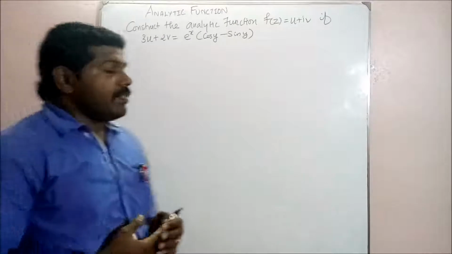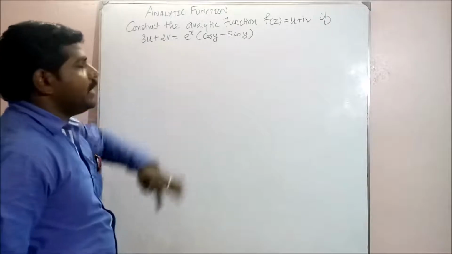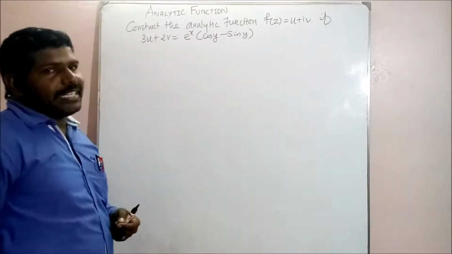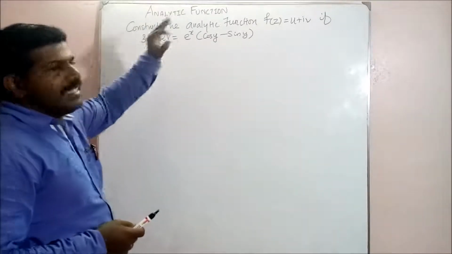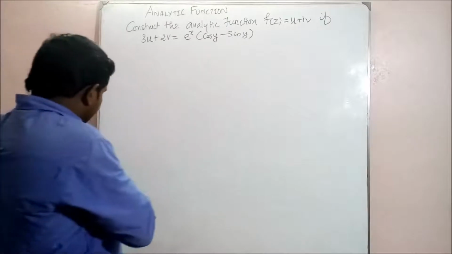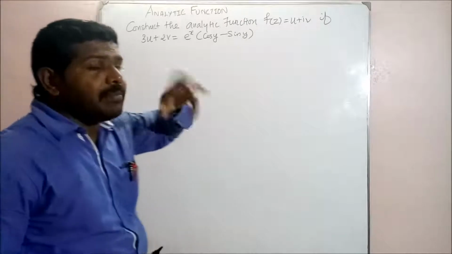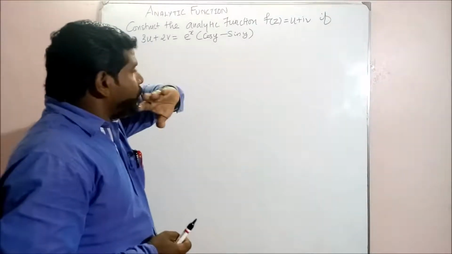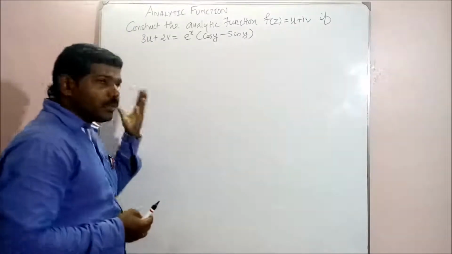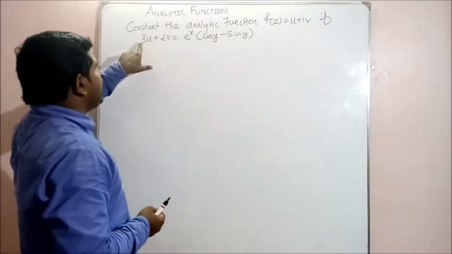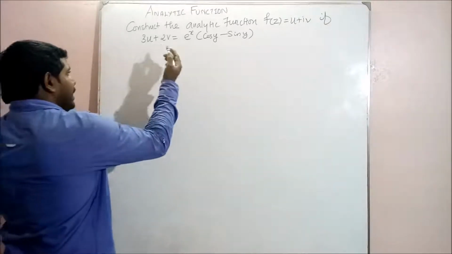Construct the analytic function f of z equal to u plus iv if 3u plus 2v equals e power x into cos y minus sin y. So our aim is to find the analytic function. To calculate an analytic function, again I remind you there are three types: u is given, v is given, or neither real nor imaginary part. Here u is not given, v alone is not given, but 3u plus 2v, so neither real nor imaginary part. See what to do when it is given like this.